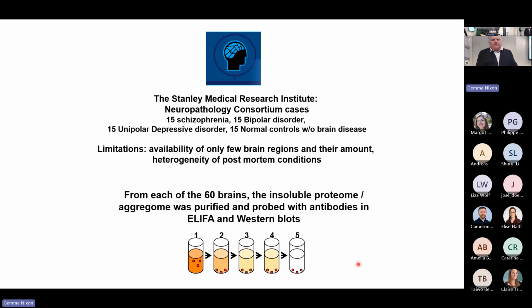For doing this, basically what we do is we take postmortem brain collections. In this case was the Stanley Medical Research Institute's collection with 15 cases of both schizophrenia, bipolar disorder, unipolar depressive disorder, and normal controls. And we subject them through a series of ultracentrifugation steps, basically where we conserve the pellet. This includes high salts, high detergent conditions, and the remaining pellet is basically the protein aggregate. This was adapted from Gillian Bates' protocol for purifying Huntington's disease, Huntington protein aggregates.